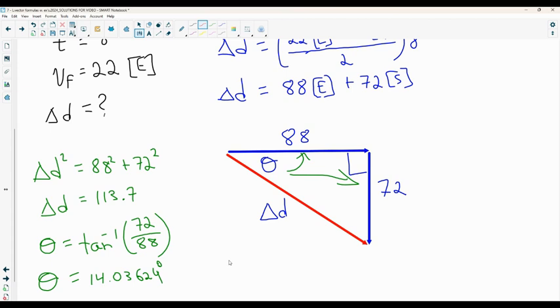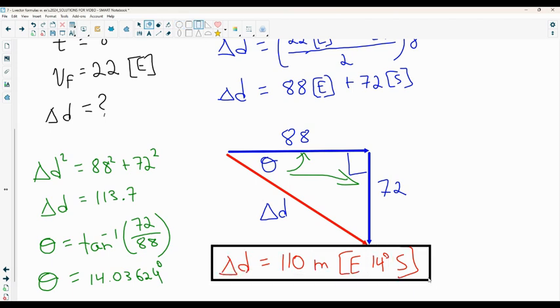Now let's go back to red for our final answer. What's our displacement? We're going to round this off to two significant digits. So 113.7 and change rounded off to 2 sig figs is 110. And units are meters. And our direction is going to be, looks like we're going east and then pointing to the south. So we're going to say east 14 degrees when we round it to 2 figs, to the south. There is our final answer. Let's throw a nice little box around that. Ta-da! Okay, that one's done.